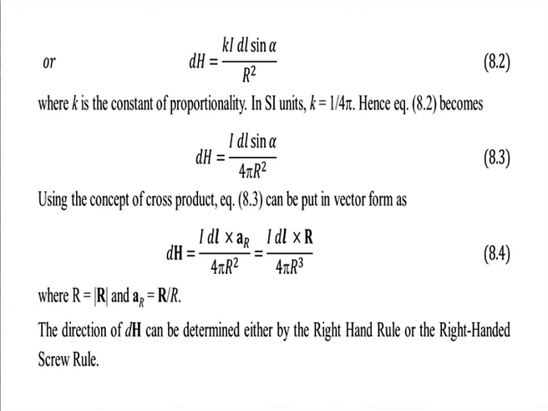The direction of dH can be determined either by the right hand rule or by the right hand screw rule as given in figure 8.2. Just as we have different charge configurations in electrostatics like the line charge, surface charge, volume charge, in a similar way we have different current distributions. We have the line current, the surface current and the volume current.